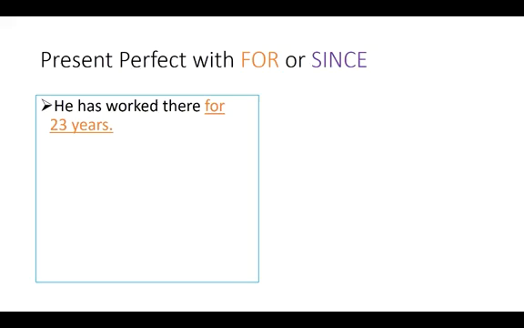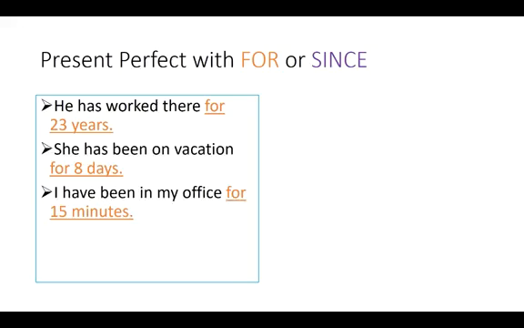If we use for or since, we should use present perfect. This is for an action that hasn't finished yet. It started in the past and is still continuing now. For example, he has worked there for 23 years. She has been on vacation for 8 days. I have been in my office for 15 minutes. Notice the word for. We can use for with an amount of time. All of these actions are still continuing.